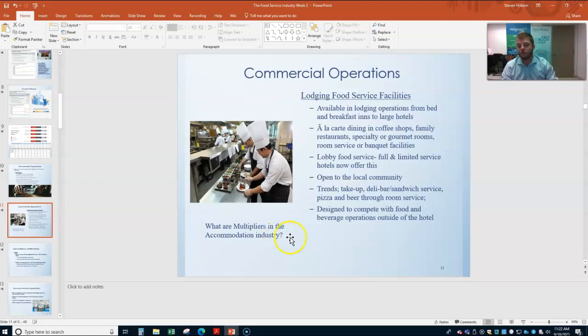So this is what we call multipliers in the accommodation industry. It's the bottles of water that we keep beside the bed that we charge $3 for you to drink. It is the mini bars. It's all the takeout menus. It's all the stuff that, other than the actual accommodation price, we get you in many different ways.